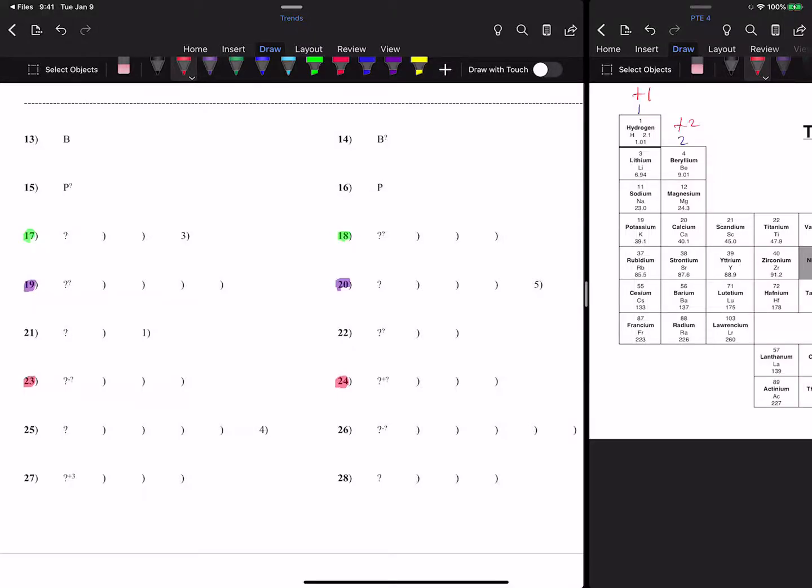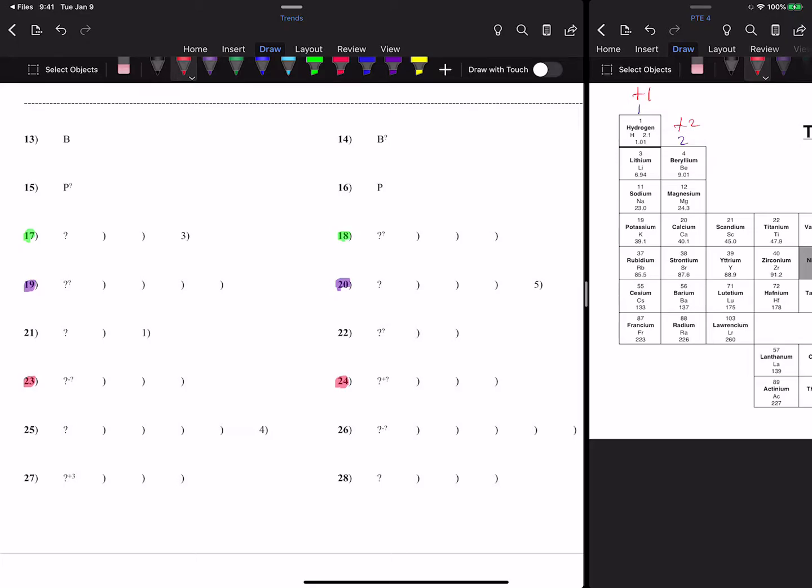Let's talk about the problems at the bottom of the page. So I've identified three sets of problems I'd like to do together, and these involve just a little more detective work in terms of figuring out what atoms you're dealing with on the periodic table, but they are really not much different from the top of the page.